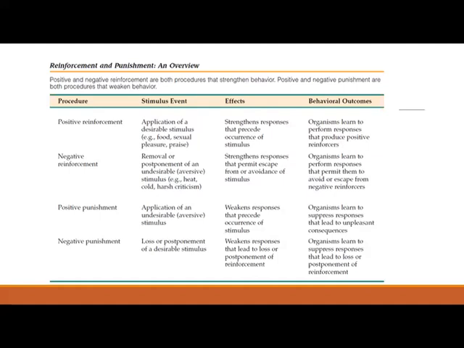In positive punishment, there is application of an undesirable stimulus, which weakens responses that precede the occurrence of the stimulus, and the organisms learn to suppress responses that lead to unpleasant consequences. In negative punishment, there is loss or postponement of a desirable stimulus, which weakens responses that lead to loss or postponement of reinforcement. And the organisms learn to suppress responses that lead to loss or postponement of reinforcement.